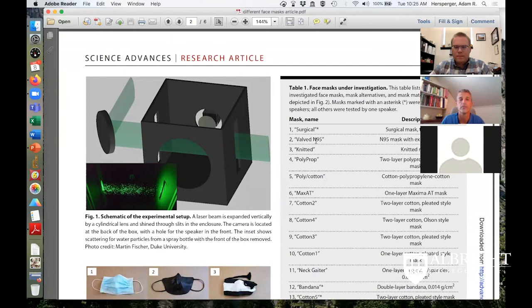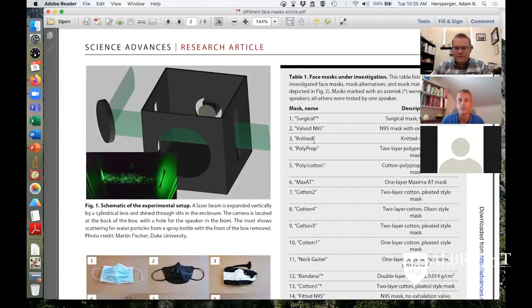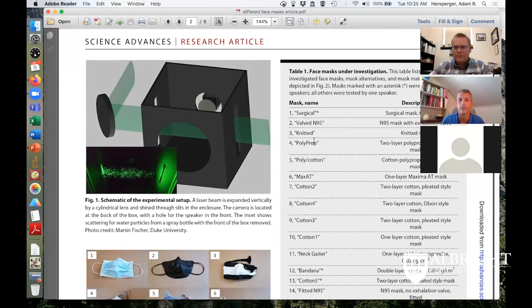Sure. For some reason, my camera's not detected. Anyway, I can speak anyway. So they have a dark box with a hole in it so that people can speak into it, and they have a laser coming in from the side.